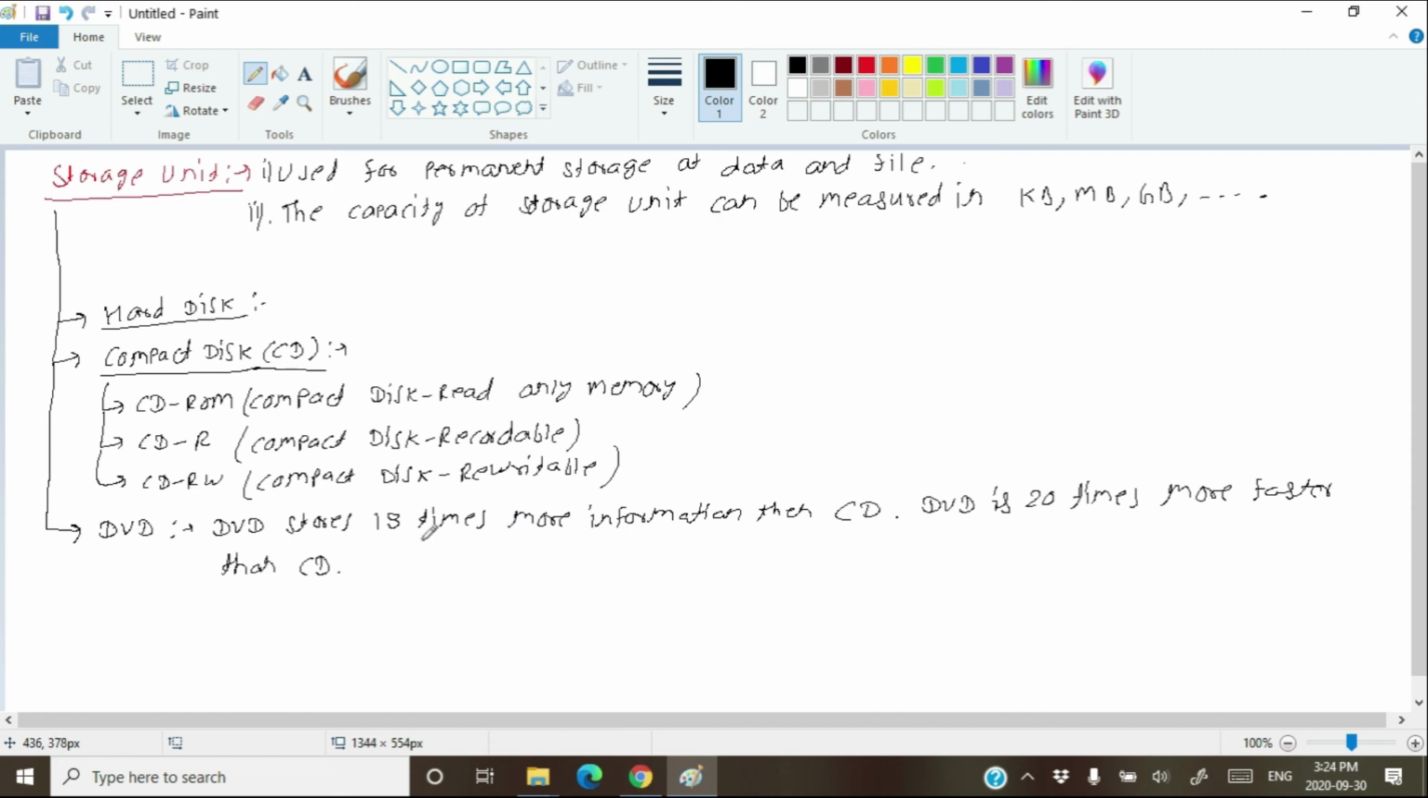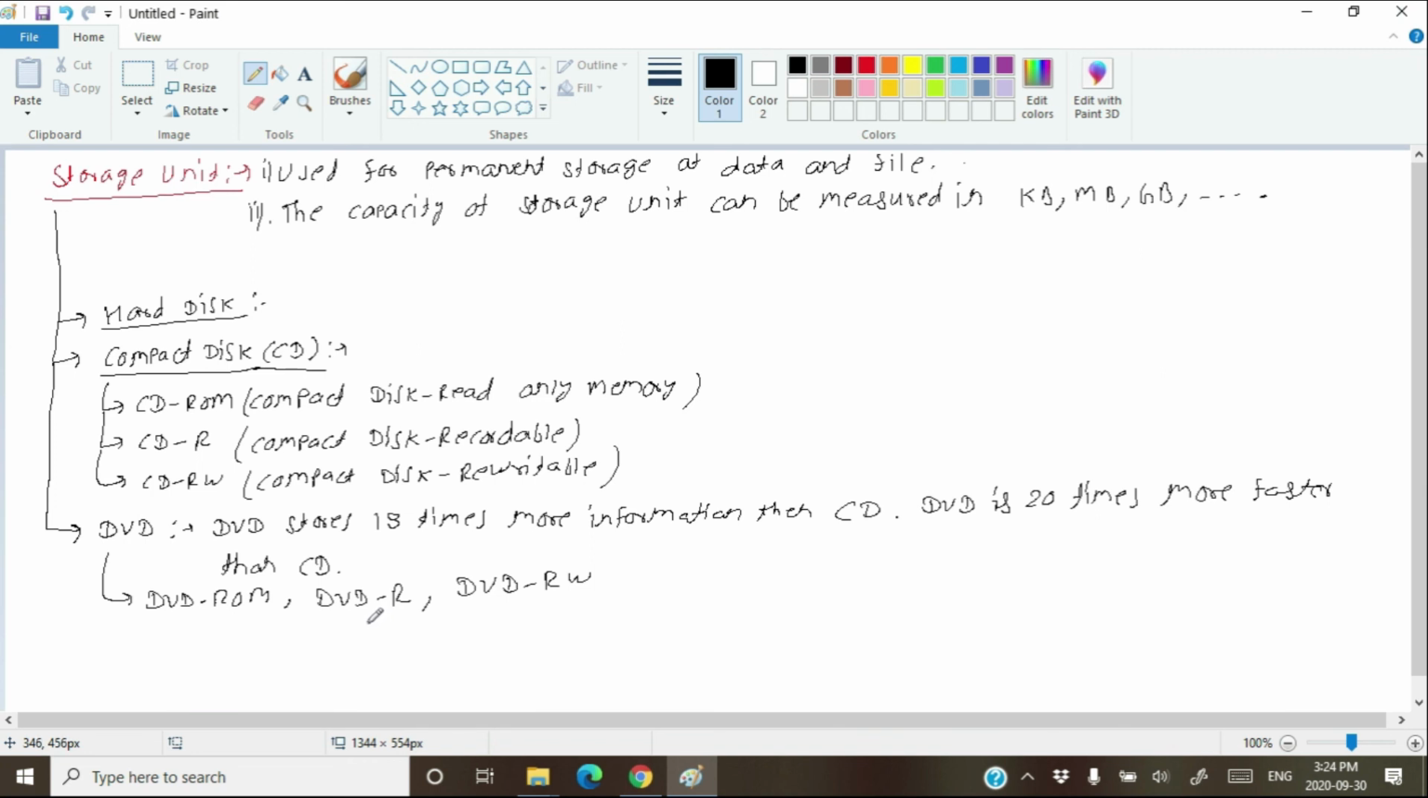Again, the DVD has three categories. One is the DVD-ROM, the same as for CD. DVD-ROM, DVD-R, and DVD-RW, the same as CD.